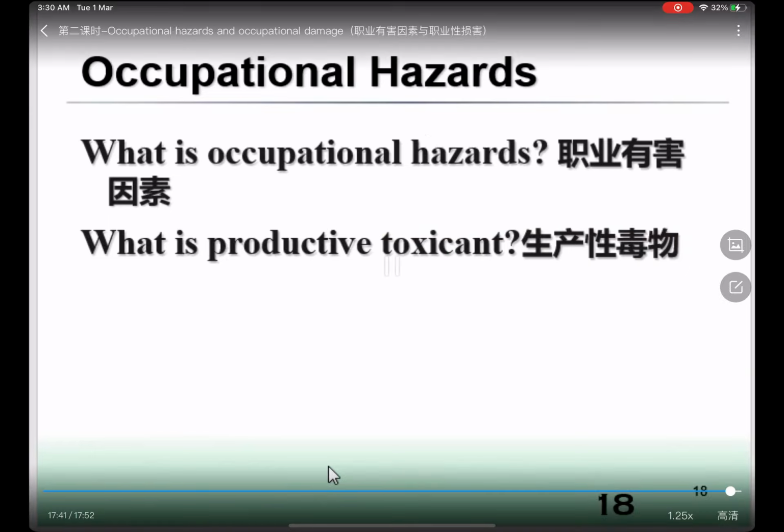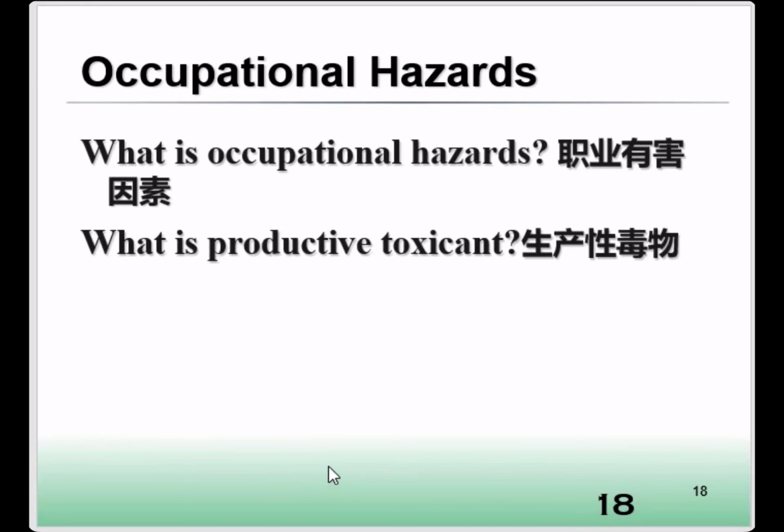We have 2 different things to introduce. The first one is what are occupational hazards, and the second one is what are reproductive toxicants.